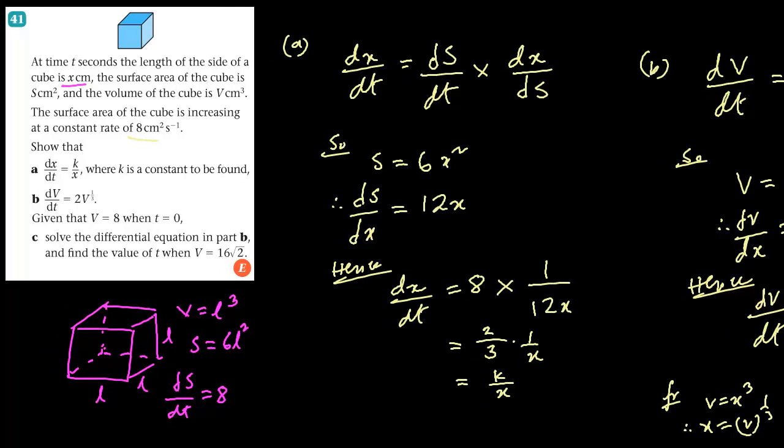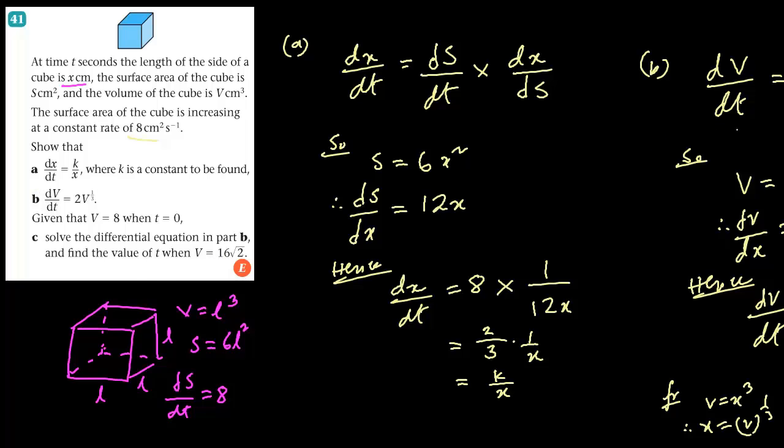First of all, you have some rate of change, and it always ends with solving a differential equation. Again, a differential equation is any equation with a derivative. So we have to solve the differential equation. We have to find the value of t when v equals to this. But first of all, we have to solve the differential equation dv by dt.